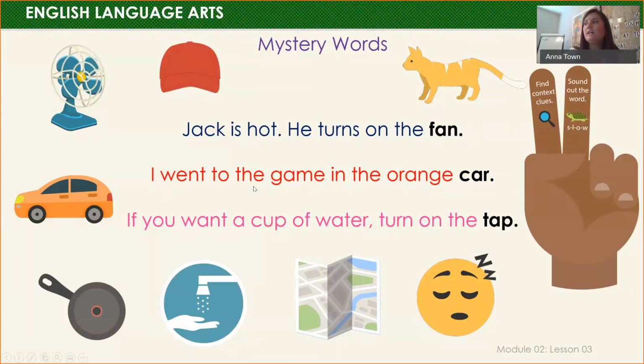I went to the game in the orange car. Yes, we see an orange thing on here, and it's a car, and we go R. Remember, the bossy R. The R is taking over that vowel sound. Okay, if you want a cup of water, turn on the tap. Good job. So if you want some water, you turn on the tap and fill your cup.